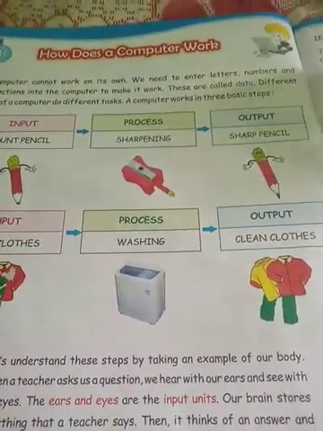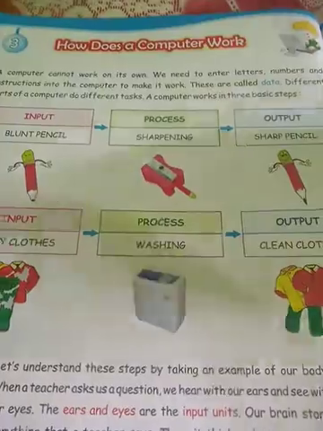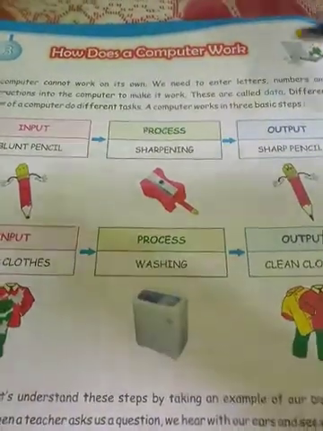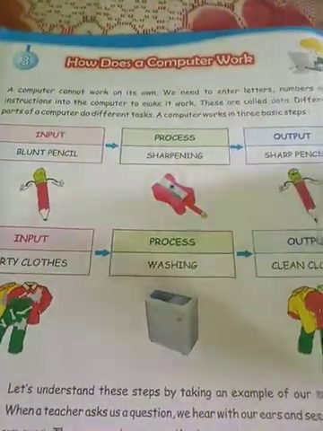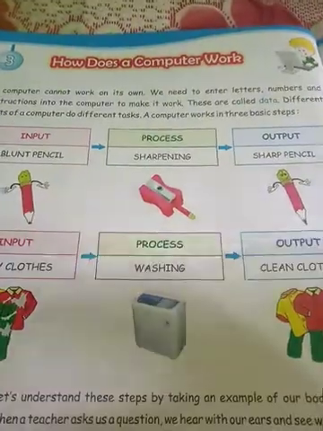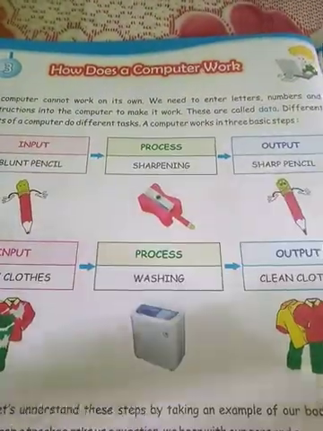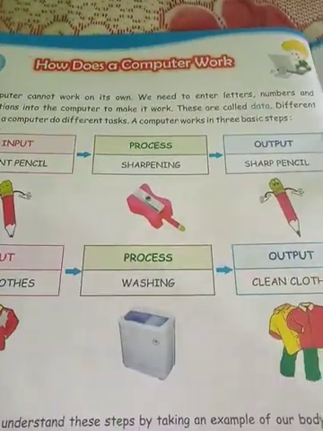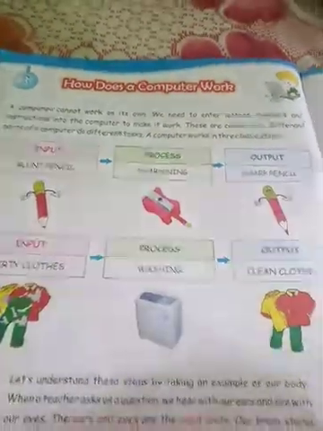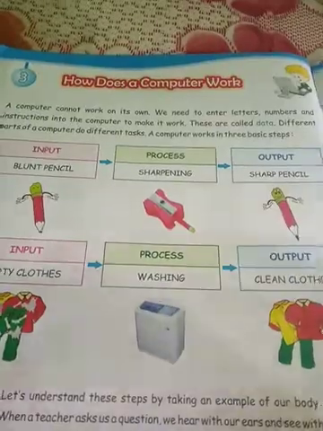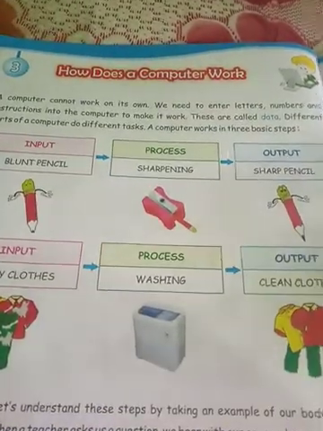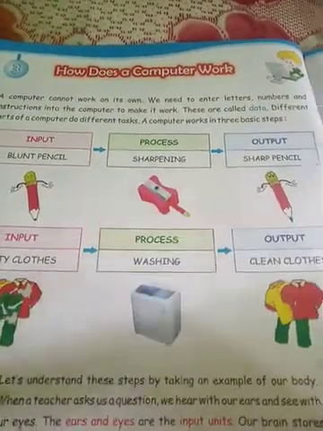You are doing your homework. This is input. Then you are learning it, then we are taking a test. That is the process. And when the final result comes, that is the output. So whatever we are doing in our daily life also involves three things: input, process and output.